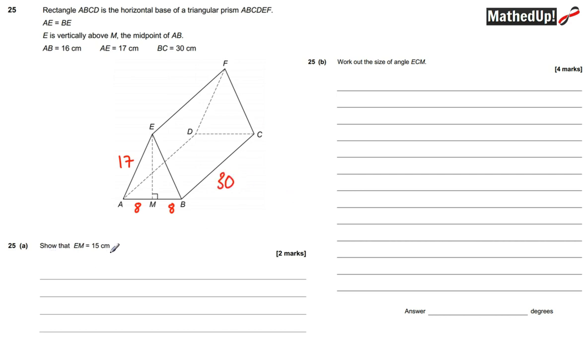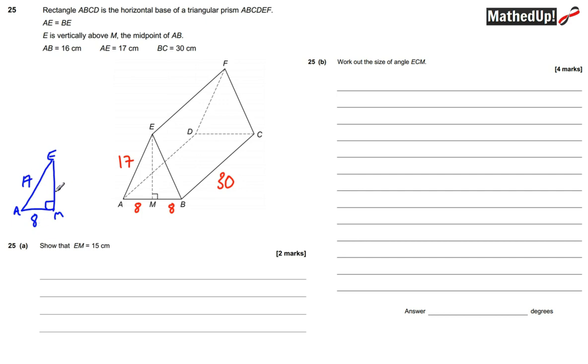Okay, so to show that EM is 15 centimeters, I need to recognize that EMA is a right angle triangle. Now I know AM is 8, and I know that EA is 17, so I should be able to work out what EM is. So I'm just going to draw the right angle triangle here separately. So we're going to have this triangle here, a right angle, that's 8, that's 17.